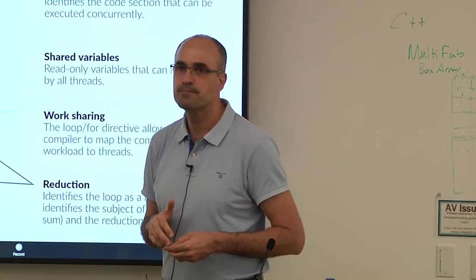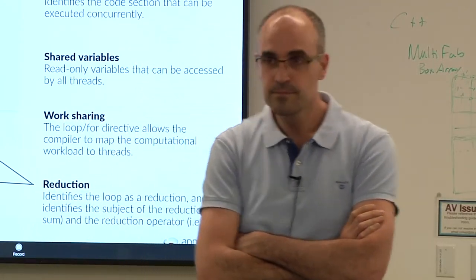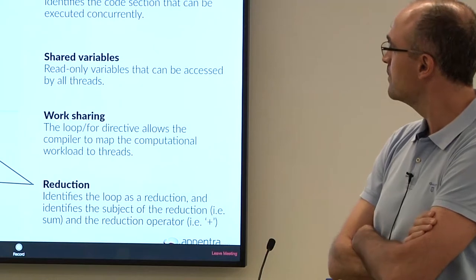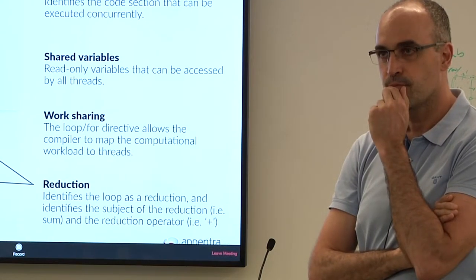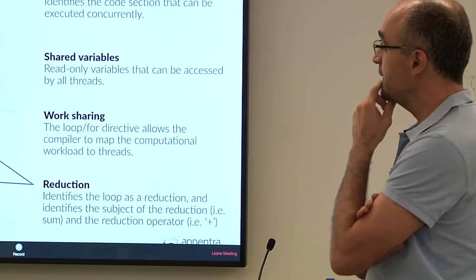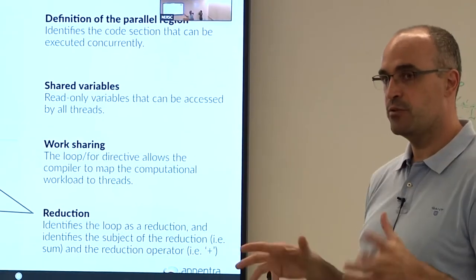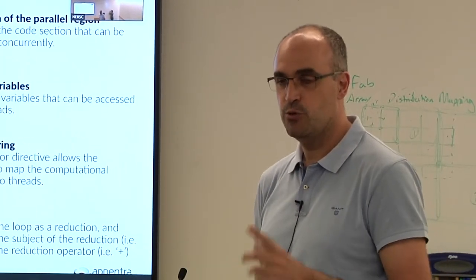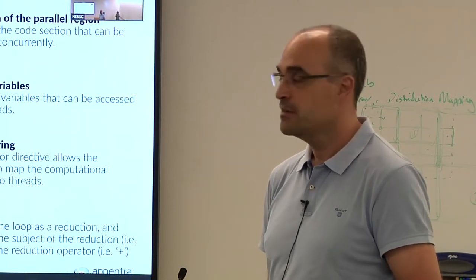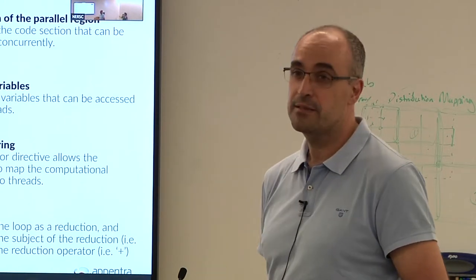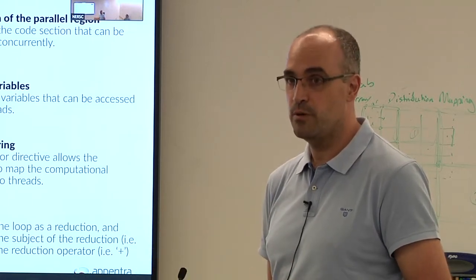Question, correct me if I'm mistaken, but some compilers will not allow you to do this, right? If you want to declare a static variable, you have to do it at the very beginning. In modern C code, you can do this. In Fortran, you have many more restrictions. Do you typically write code in Fortran or in C? In C. C99 allows you to do that.